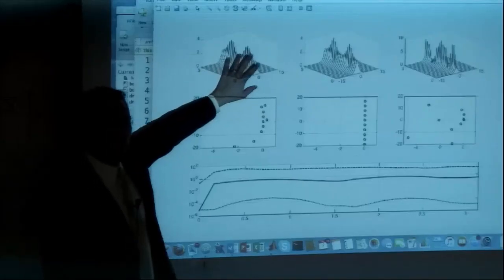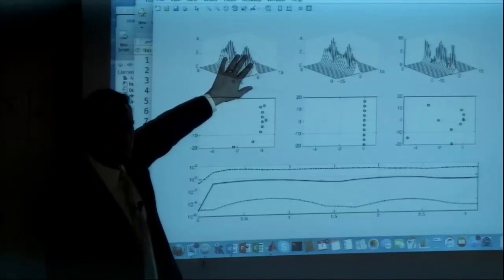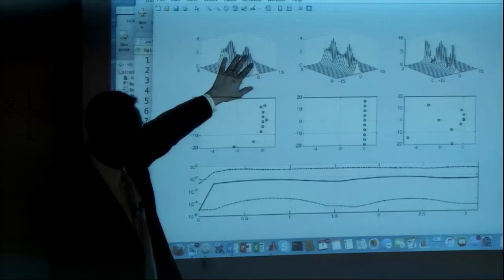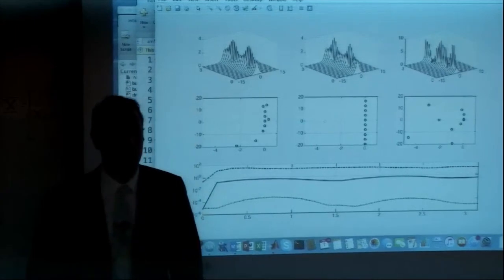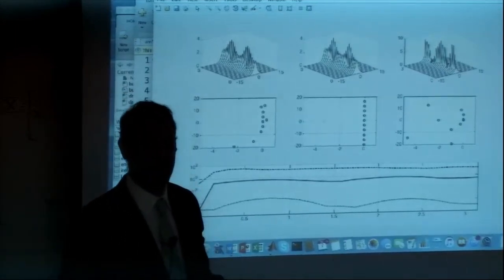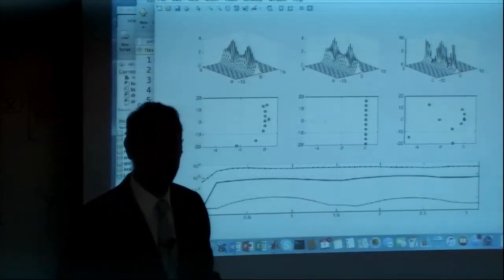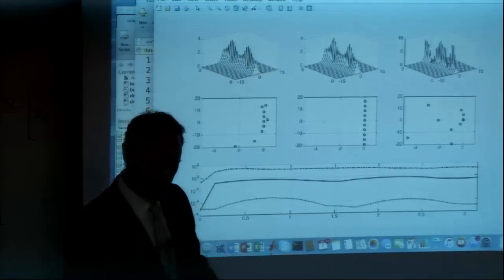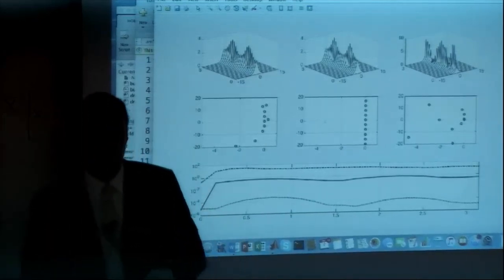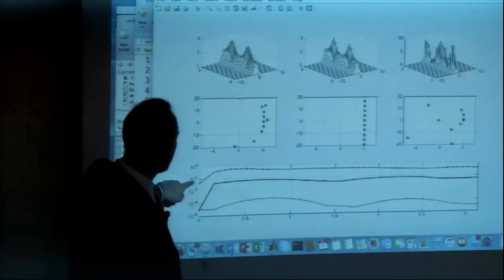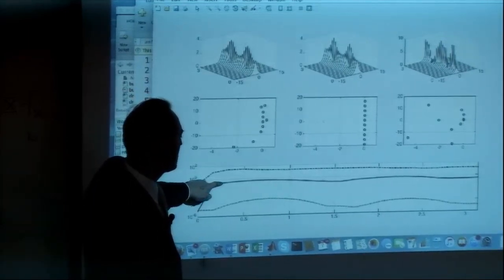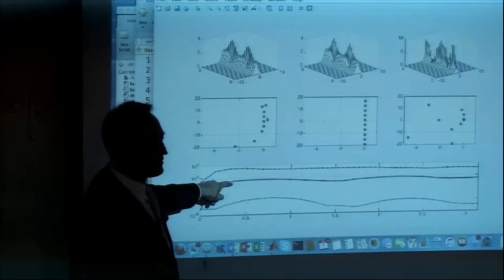This is the DMD approximation, straight up that we started with. And its error is this line here. How do I compute the error? I take the exact solution that I had, which is the numerical solution, from running that whole thing, versus my DMD approximation. And you can see the error. This is 10 to the 0. So it's essentially around 10 to the minus 1. Okay?